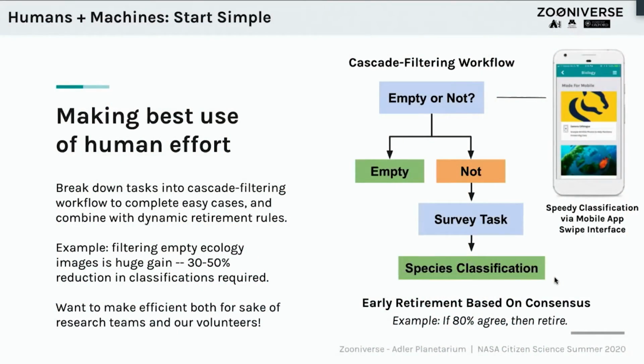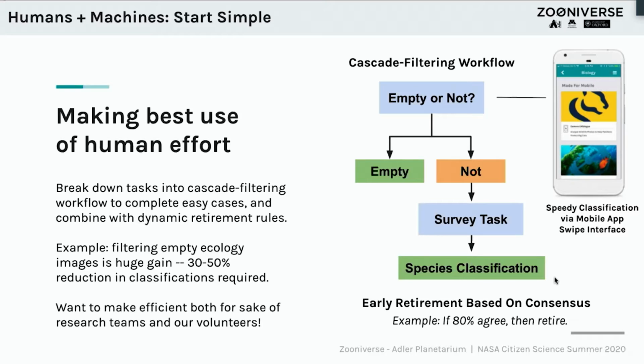So for humans and machines, I'll start out by starting simple. We should first try to make the best use of human effort however we can. For the Zooniverse, that has led to an explosion of cascade filtering workflow setups. Here the idea is that instead of presenting one task to a participant, we try to break up complex tasks into simpler tasks. And that is an advantage for a couple of reasons.